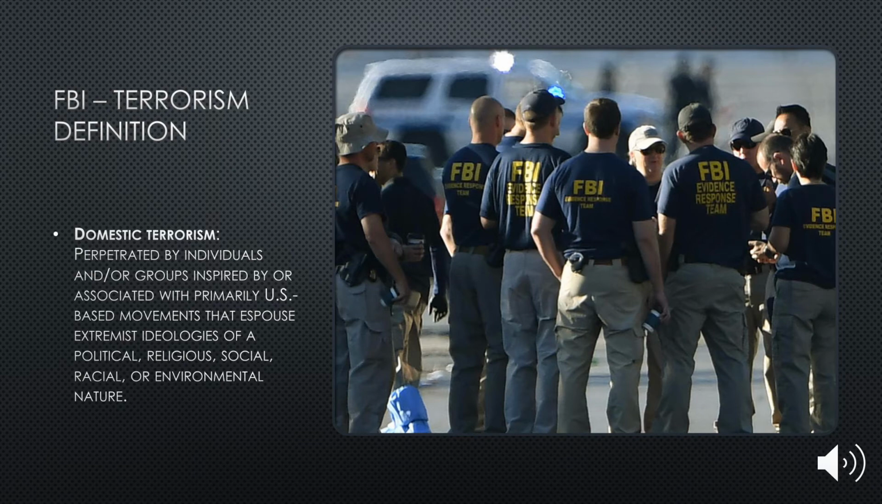And so going through and kind of juggling some of the definitions, the FBI definition is a really good example of federal agency definitions, and they argue that domestic terrorism, again, we're going to be focusing on domestic here, are actions perpetrated by individuals and or groups inspired by or associated with primarily US-based movements that espouse extremist ideologies of a political, religious, social, racial, or environmental nature.